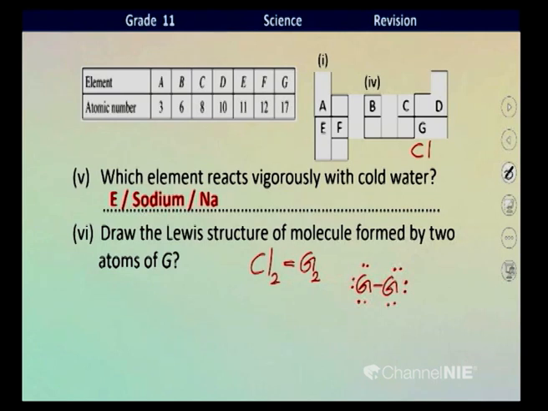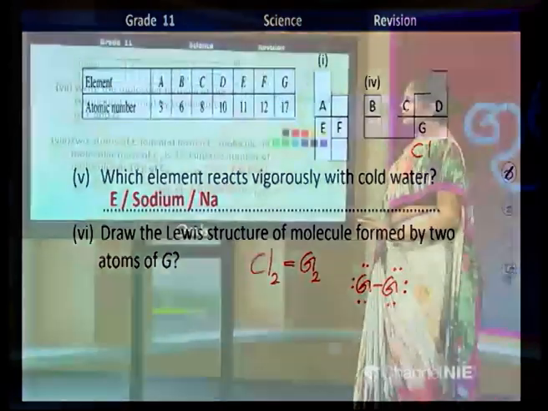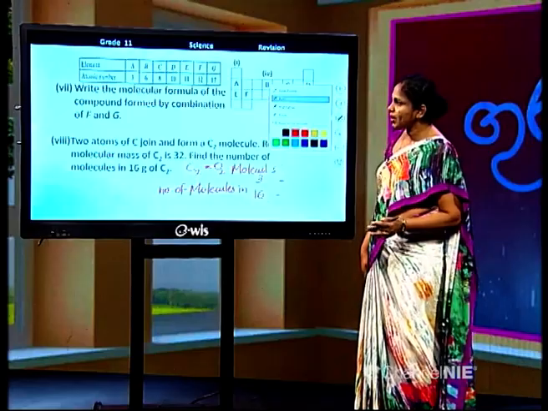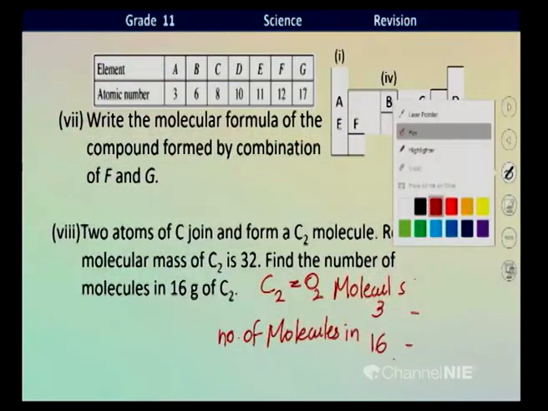This is the Lewis structure of the chlorine molecule. Okay, right. Next question. Write the molecular formula of the compound formed by the combination of F and G.